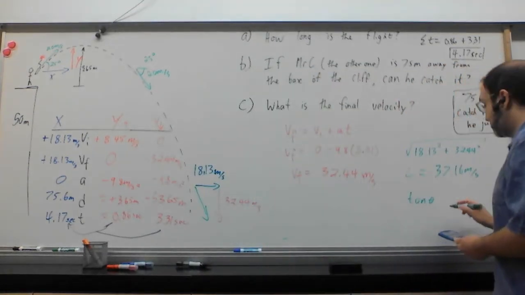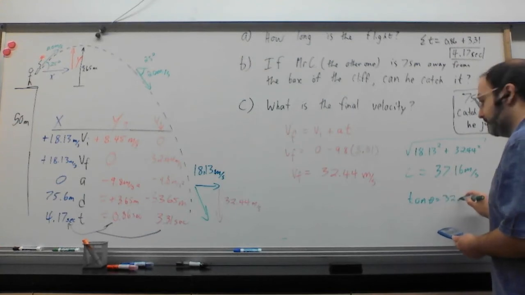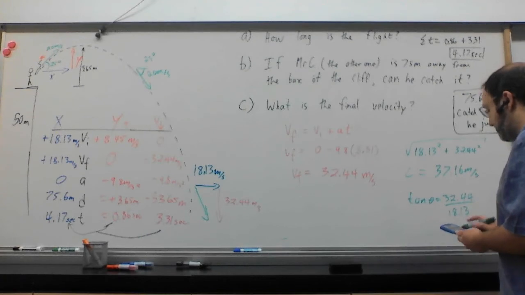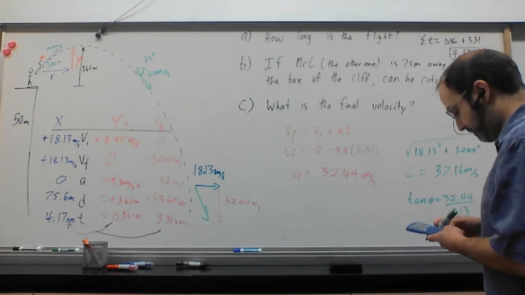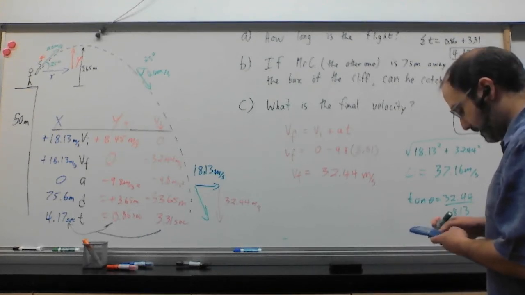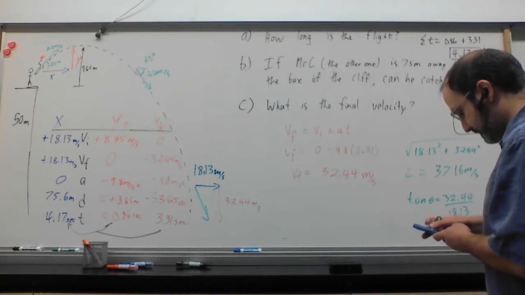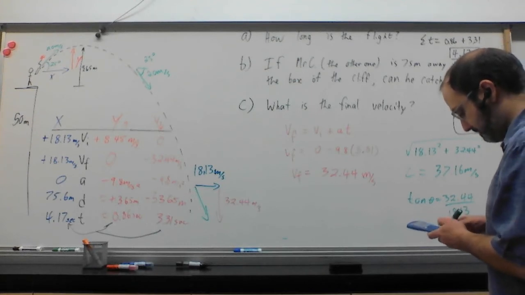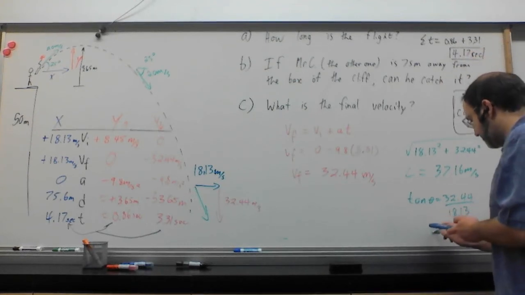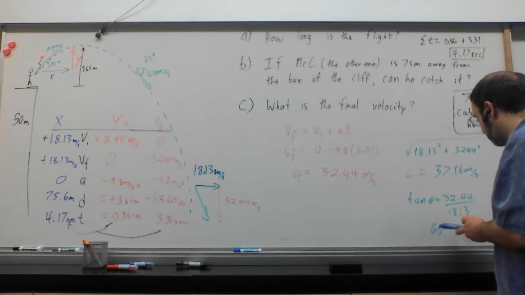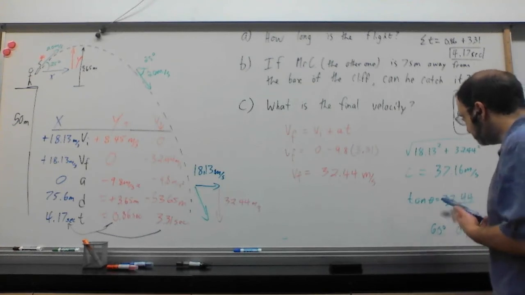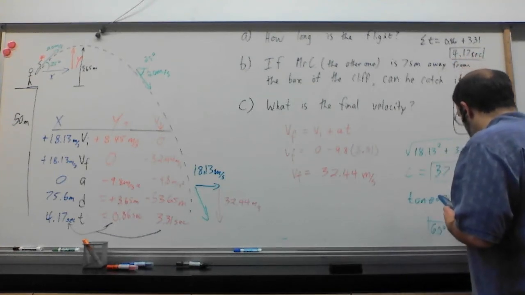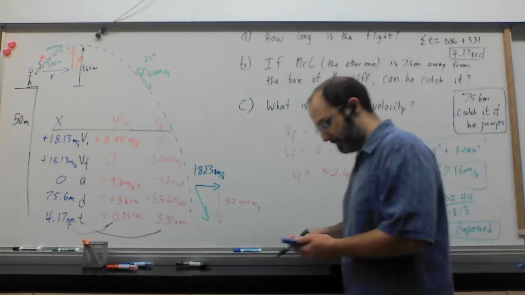We're going to see that if we look at this, right? It's going to be 32.44 divided by 18.13. So we take our 32.44 divided by 18.13. Second function tan. And we're going to get 60 degrees below the horizontal, or depressed. So there's the two pieces we need in order to get our final velocity.